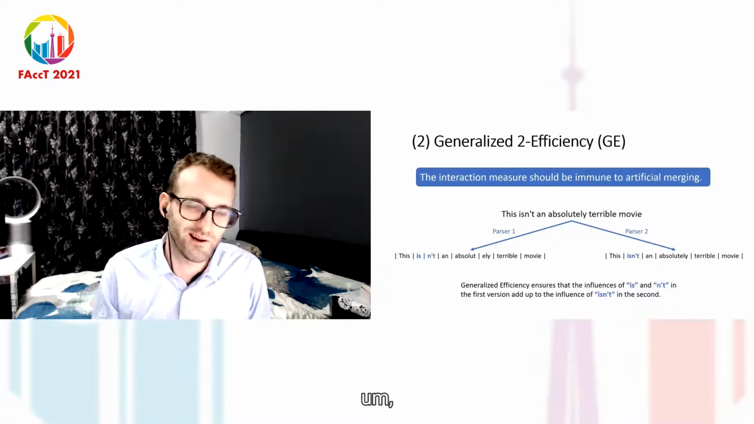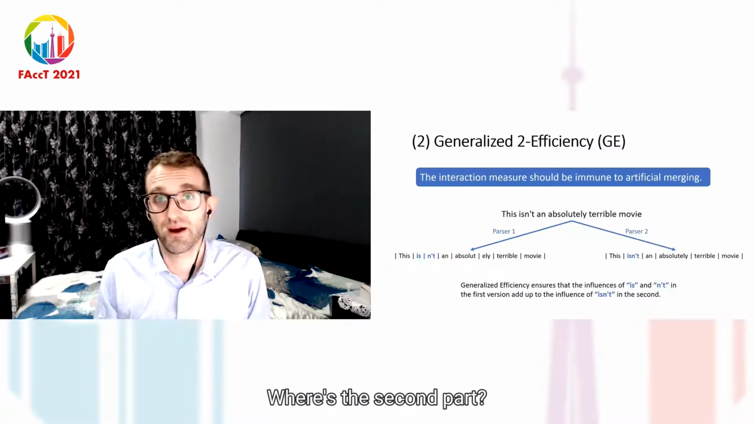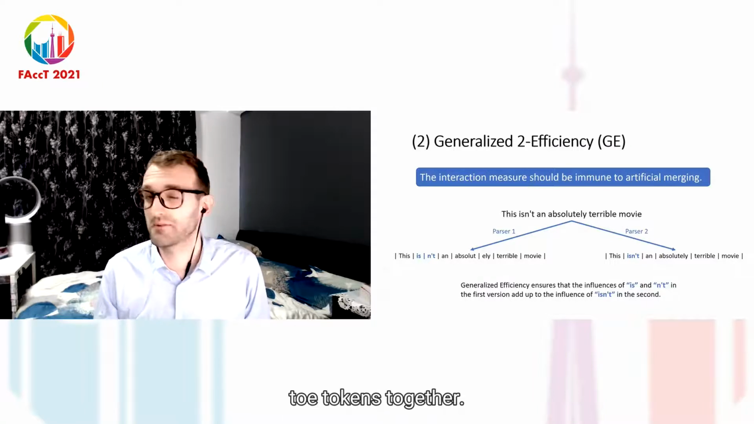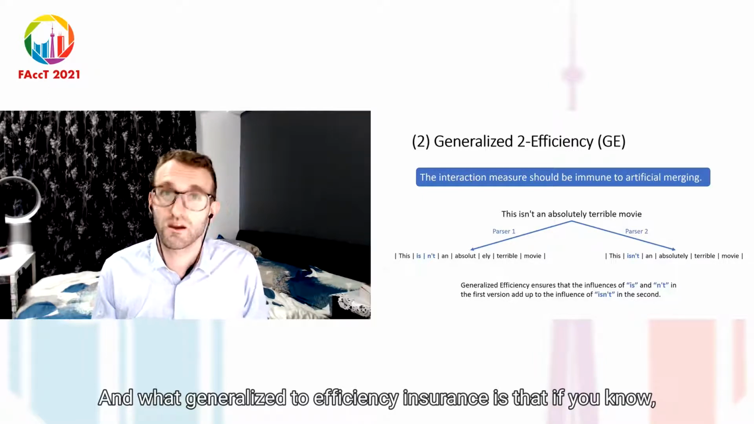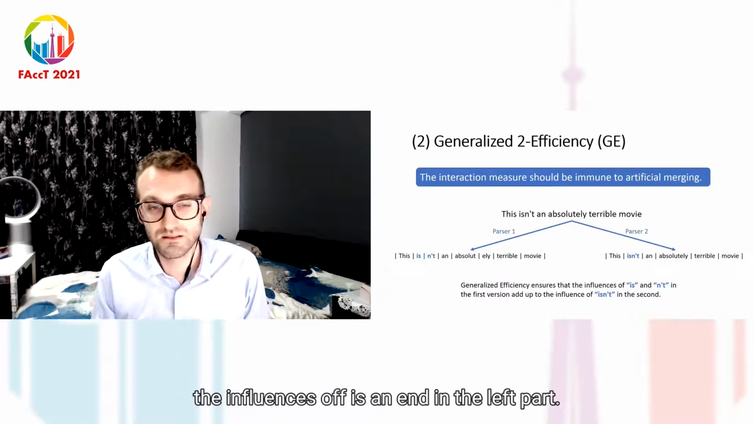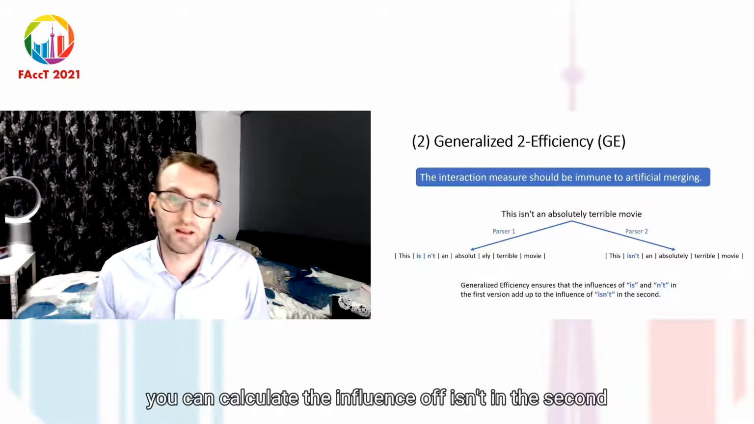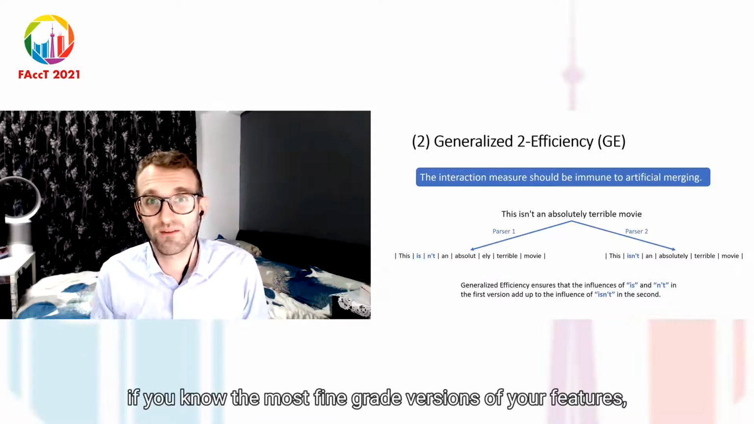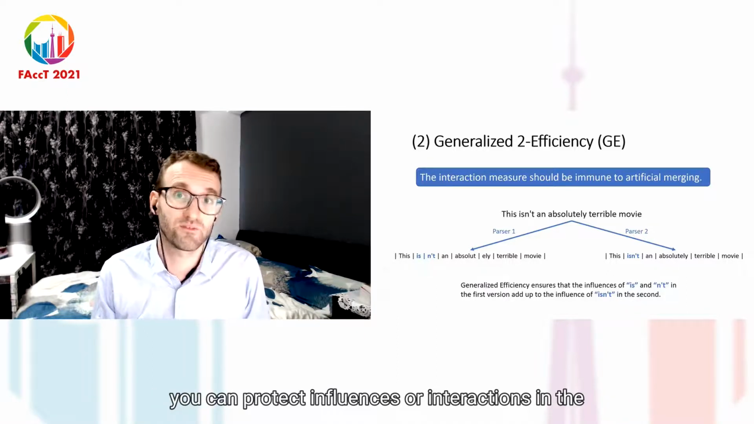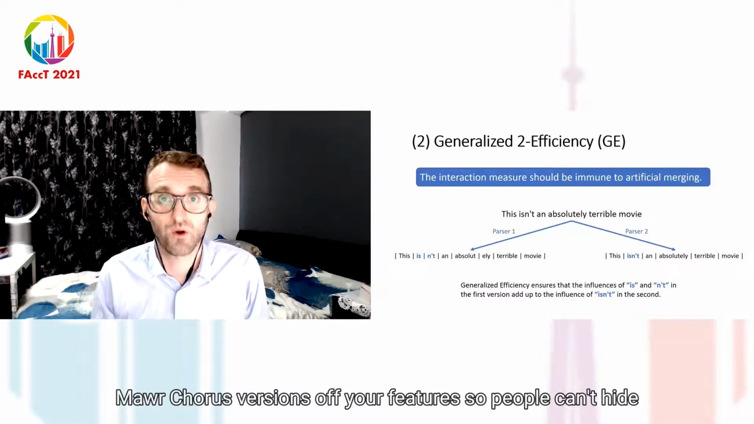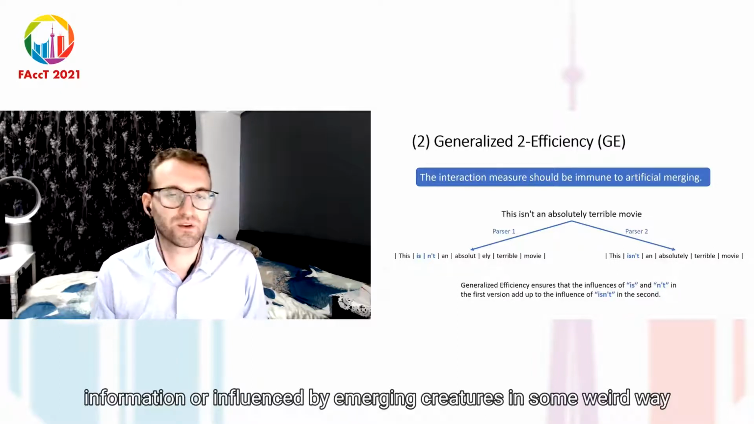And we have two parsers. The first parser splits "isn't" into "is" and "n't", whereas the second parser leaves these two tokens together. And what generalized true efficiency ensures is that if you know the influences of "is" and "n't" in the left parser, you can calculate the influence of "isn't" in the second parser. So in a way, if you know the most fine-grained versions of your features, you can predict influences or interactions in the more coarse versions of your features. So people can't hide information or influence by merging features in some weird way.